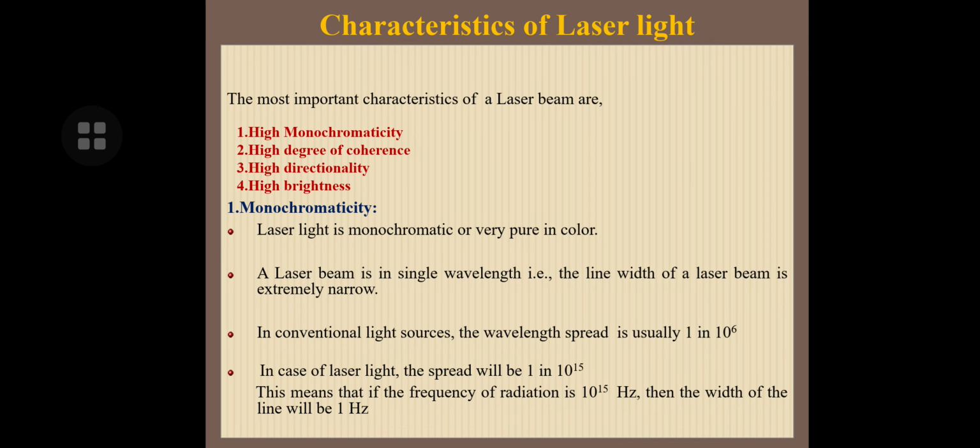In conventional light sources, the wavelength spreading is usually 1 in 10 to the power of 6. In the case of laser light, the spreading will be 1 in 10 to the power of 15. This means that if the frequency of radiation is 10 to the power of 15 hertz, then the width of the line will be very small, that is 1 hertz.